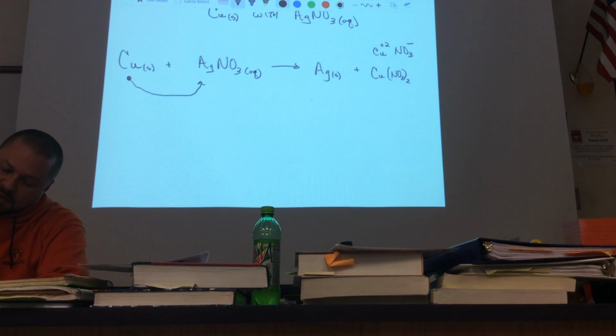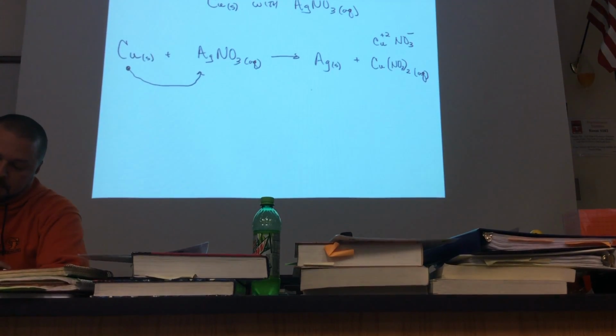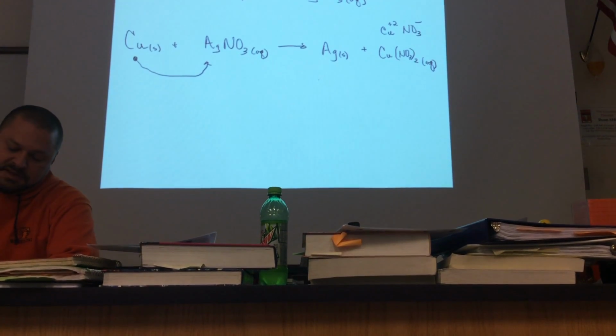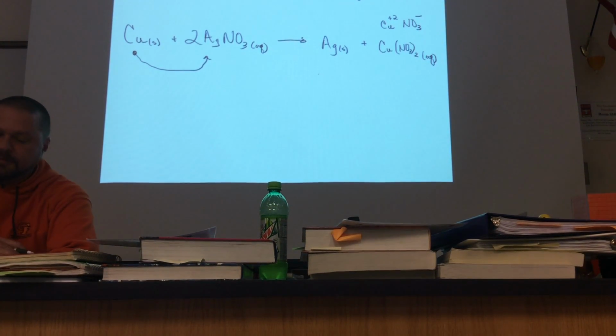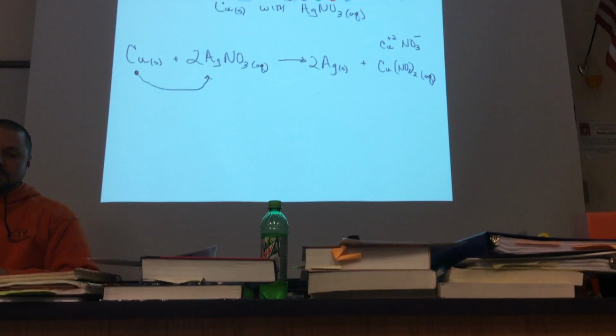And this is going to be aqueous, always. Now I got a balancing problem here. My nitrates are out of balance, so I'm going to balance up my nitrates by putting a 2 in front of silver nitrate. And that just screwed up my silvers, so now I'm going to put a 2 in front of silver. So now I'm balanced.